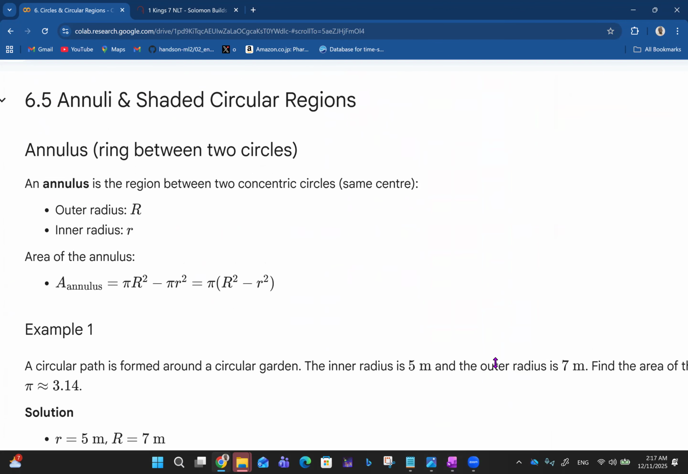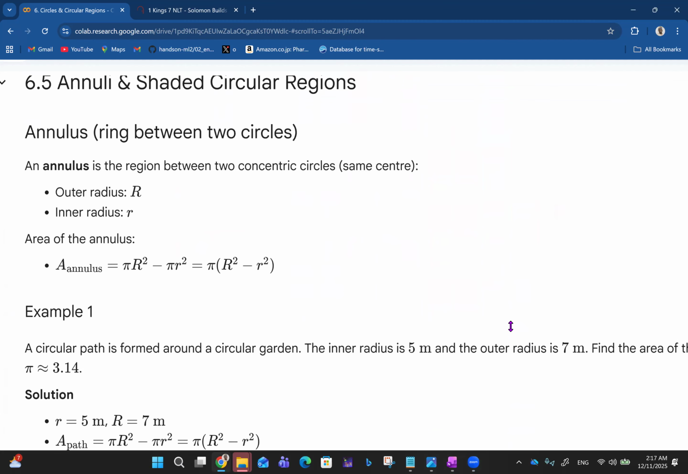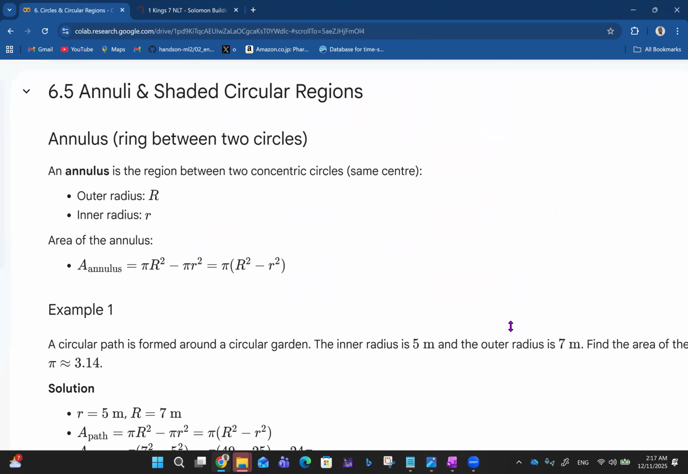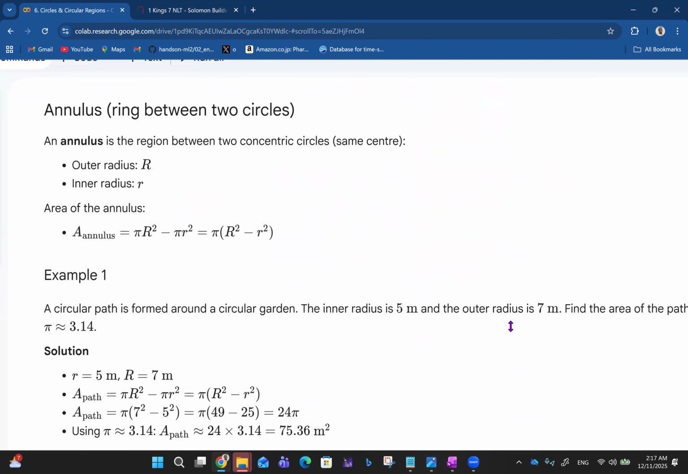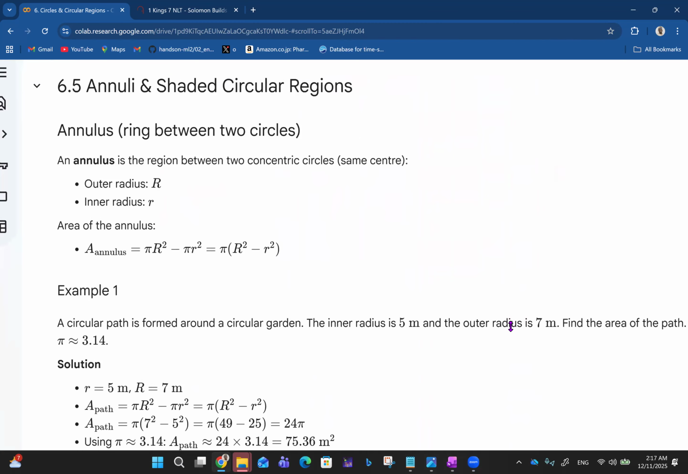So let's talk about annuli and shaded circular regions. Sometimes you have some kind of rings, circular rings, and you want to find the area. Maybe some parts are cut out and things like that. So that's the idea of annuli and shaded circular regions.